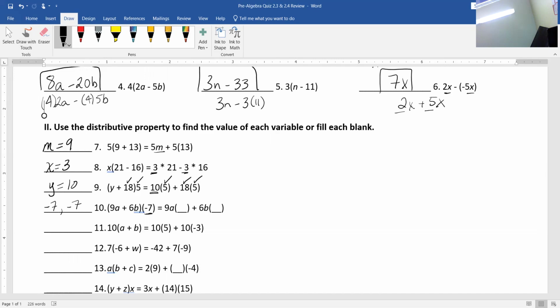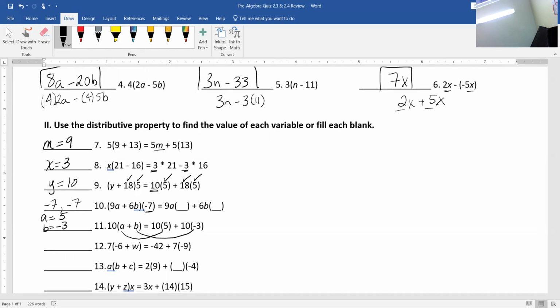Okay, so for number 11, we have 10 times a plus b equals 10 times 5 plus 10 times negative 3. So what this is telling us is that a must be 5 and b must be negative 3. I don't know if I can write super small with this pen. I'm just going to do it like this.